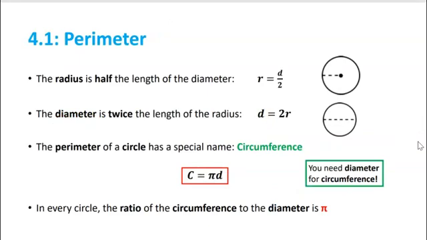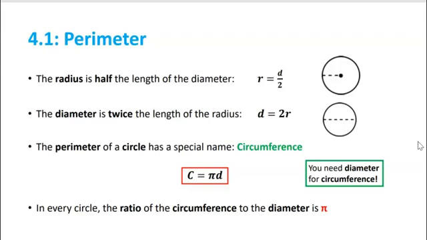So let's look at that again in a visual format, nicely laid out. The radius is half the length of the diameter. The diameter is twice the length of the radius. And if we want to calculate the perimeter of a circle, or the outside measurement of a circle, we use a special name of circumference.